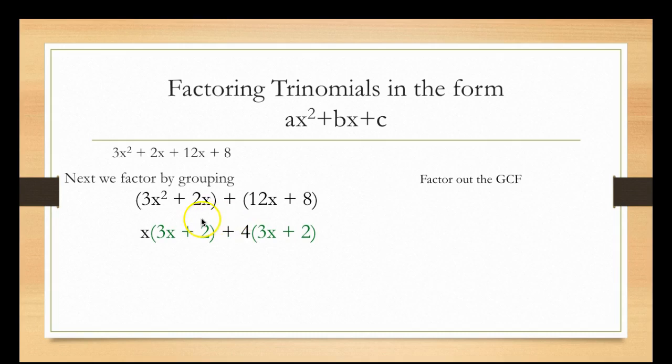And then remember, we want to now factor out 3x plus 2. So our factors will be the stuff in the parentheses, that's one factor. And then the stuff that's not in the parentheses will be the other factor. So one factor, 3x plus 2, and the other factor, x plus 4.